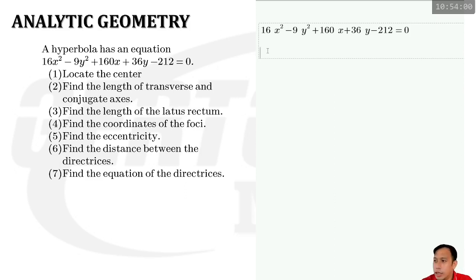Okay, so 16x squared minus 9y squared. So the same as kanina, i-group natin yung mga x at saka mga y, no? Yung mga x, so 16x squared plus 160x. Okay? Then yung y, minus 9y squared, then plus 36y. Okay? Then equal to 212. Okay?